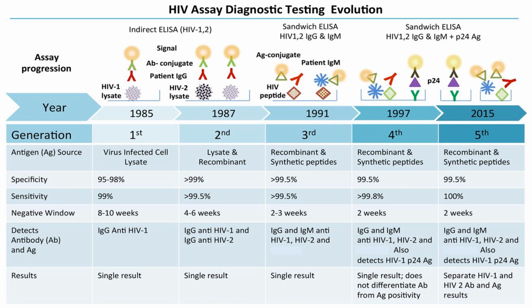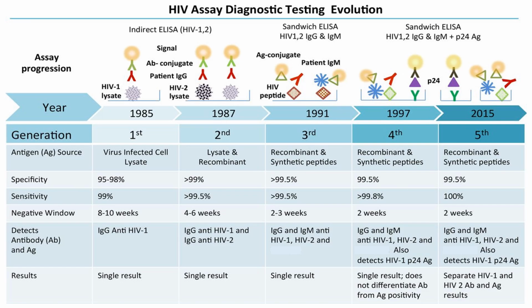As an example, if we see the evolution of HIV assay diagnostic testing, it started in 1985, and in 2015 we are in the fifth generation of ELISA, and the window period is decreased. Comparing specificity, in 1985 it was 95 to 98%, whereas in 2015, when we started the fifth generation ELISA, it was 95.5%.